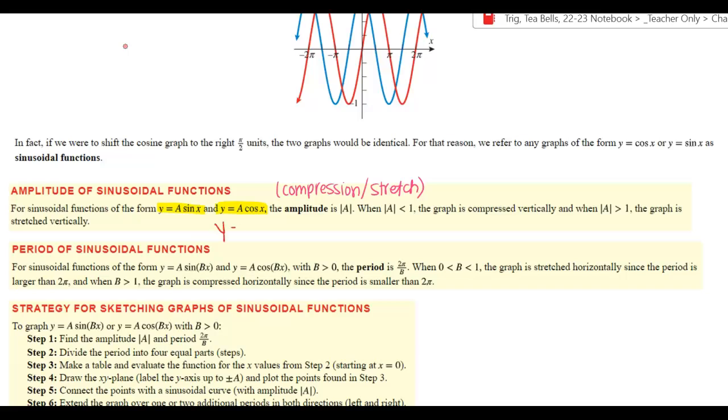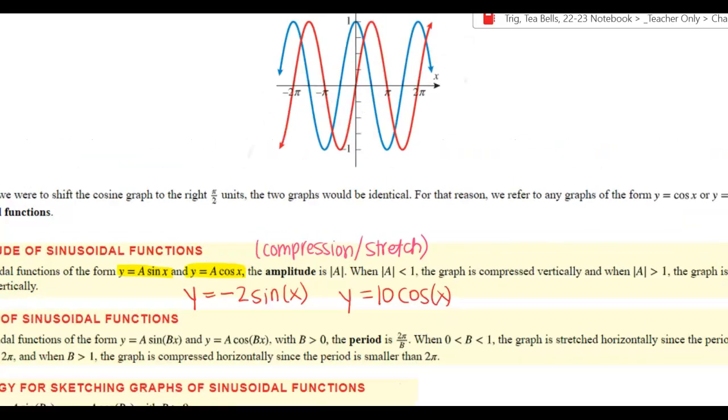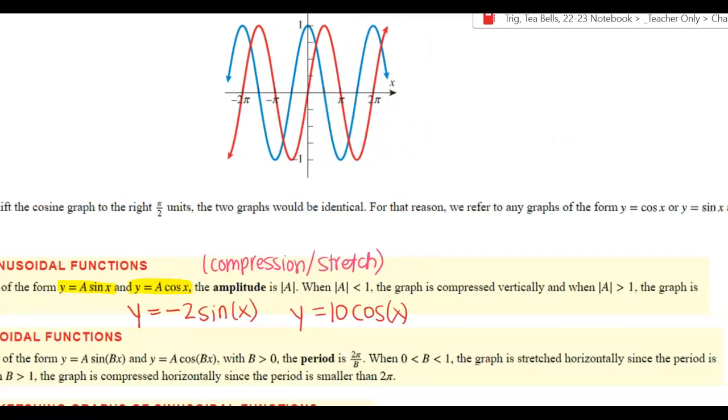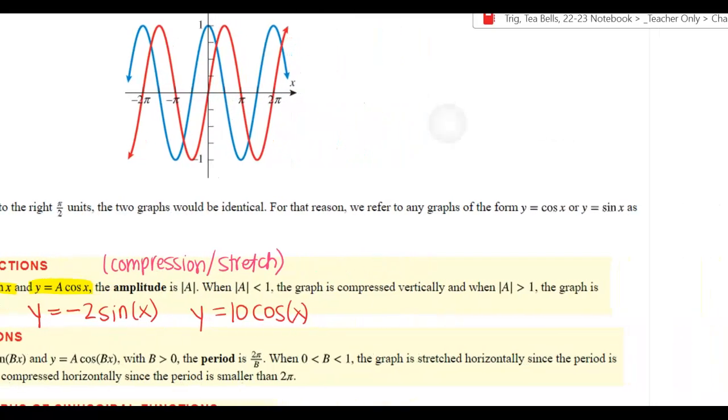For example, this would be like if we had y equals -2 sine of x, or y equals 10 times the cosine of x, okay? We're going to have a value that's outside of the function that's multiplying it, which will obviously change the y values if we're having something extra multiplied. So to find the amplitude, you are going to find something called the midline.